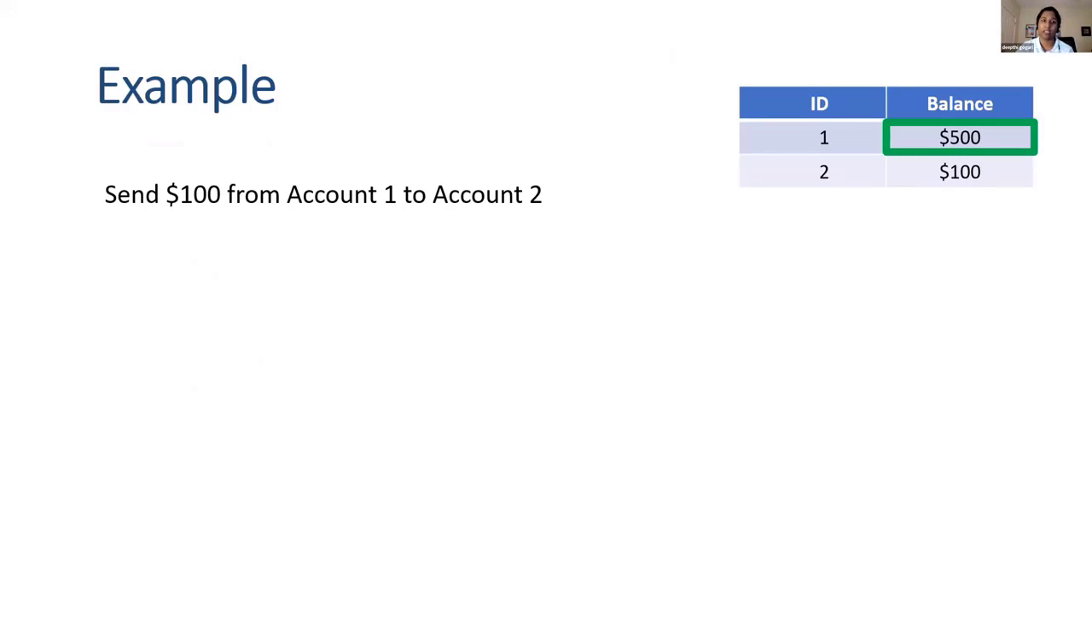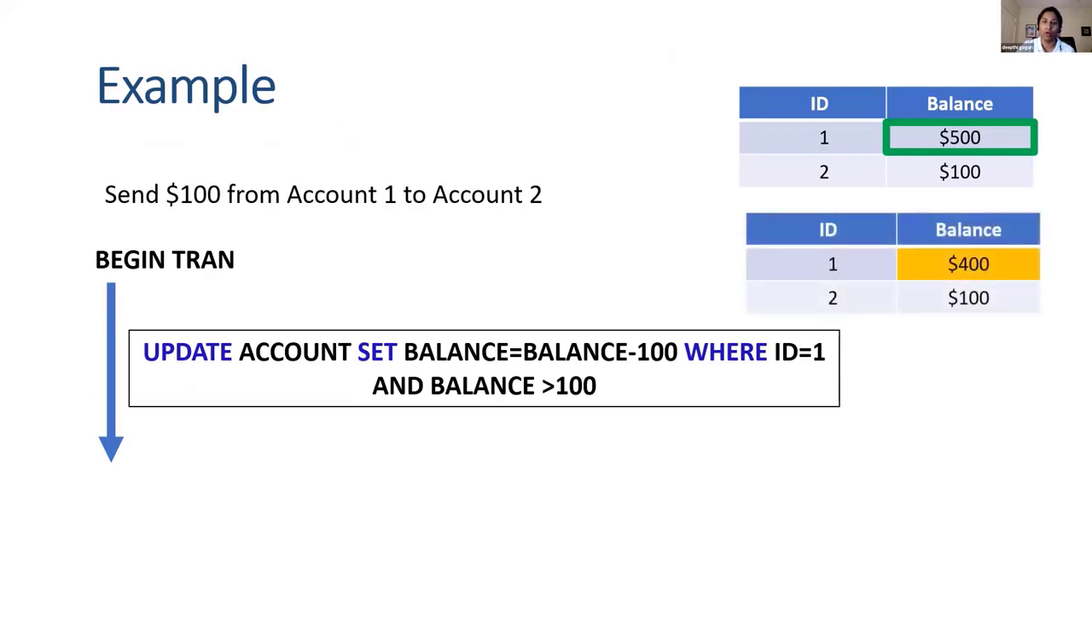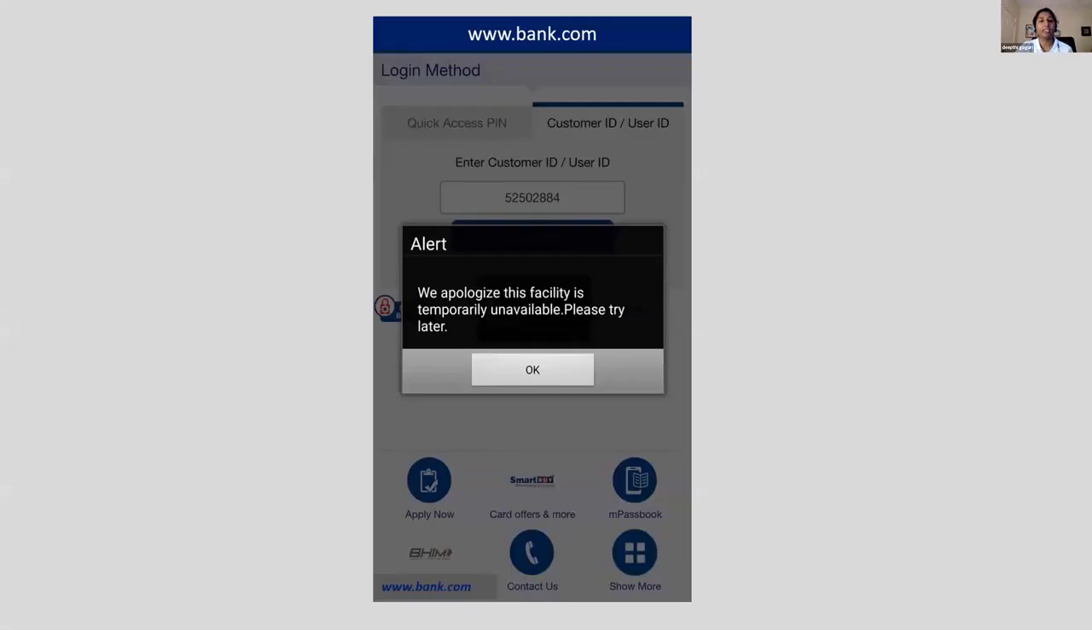So when I started the transaction, on the back end, SQL Server will begin the transaction, and it will go ahead and update my account by deducting $100 from my balance, where ID is 1 and the balance is greater than 100. So it will make it $400. And suddenly I see this on my mobile screen: I'm logged out of the application and I see an alert saying the facility is temporarily unavailable. So what has happened? I'm in the middle of the transaction and I don't know if I lost my $100.